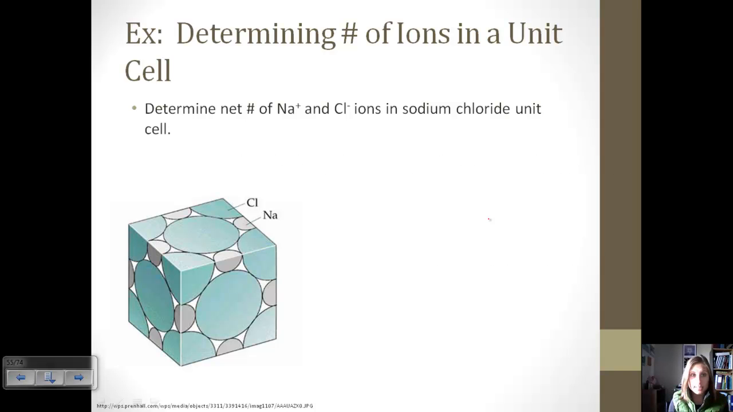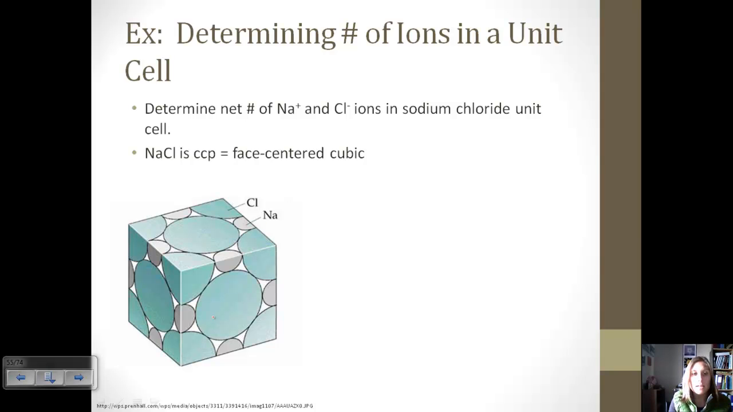Okay, so let's take that example and determine the number of ions in a unit cell. So we want to determine the net number of sodium and chlorine ions in a sodium chloride unit cell. Now, because NaCl is an ionic solid, it's going to be cubic closest packed, which means it's face-centered cubic. We've talked about these shapes beforehand.